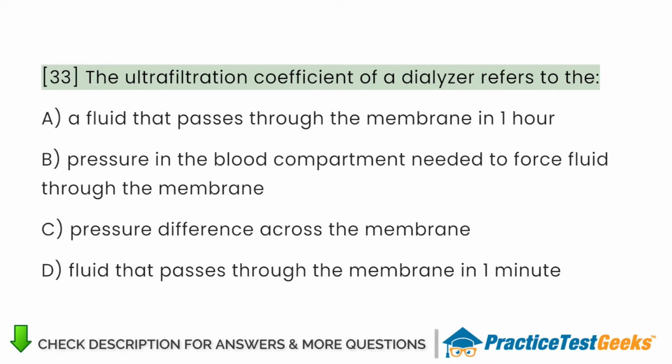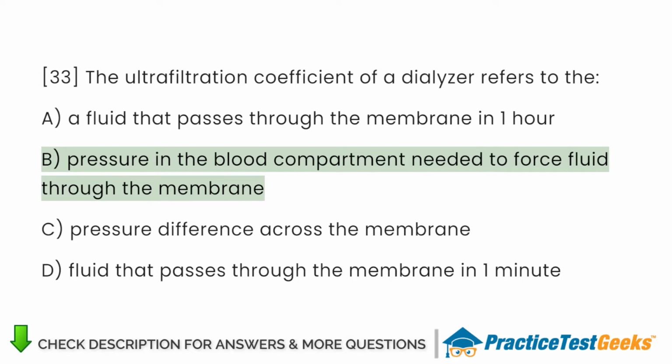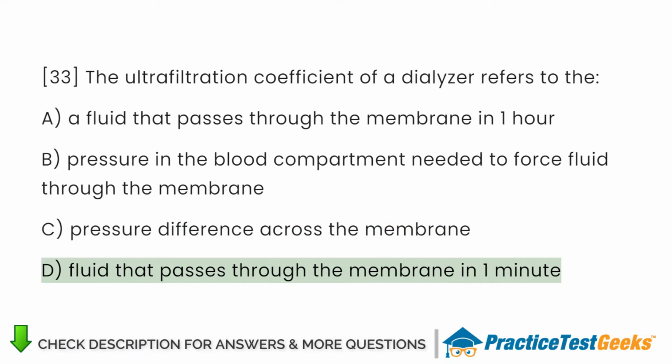The ultrafiltration coefficient of a dialyzer refers to the: A. Fluid that passes through the membrane in 1 hour. B. Pressure in the blood compartment needed to force fluid through the membrane. C. Pressure difference across the membrane. D. Fluid that passes through the membrane in 1 minute.